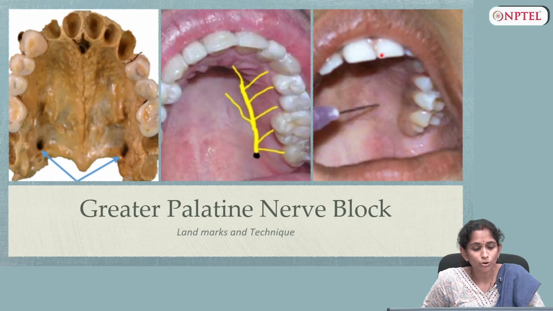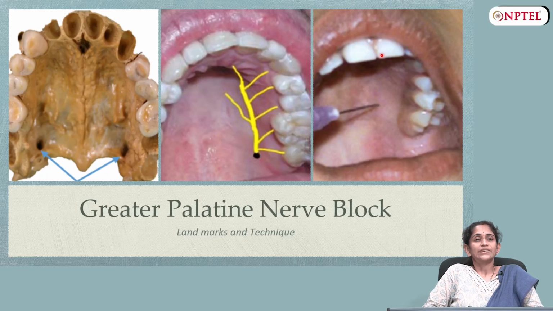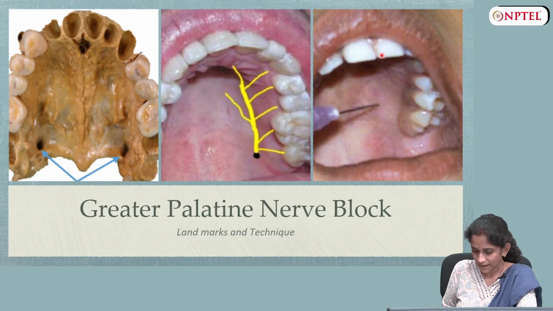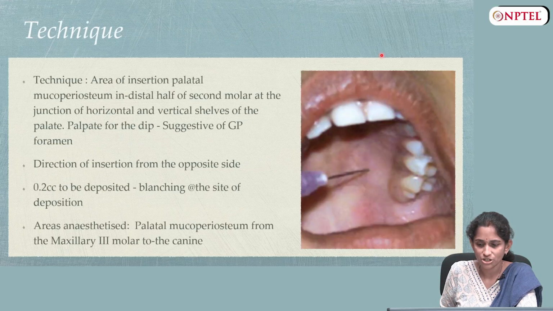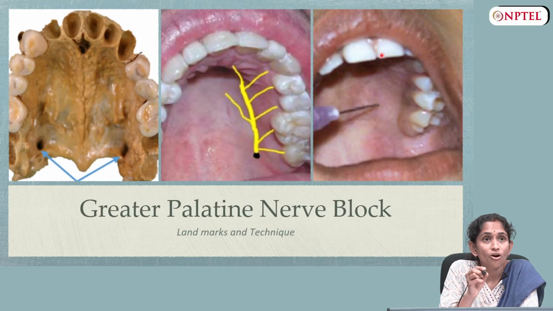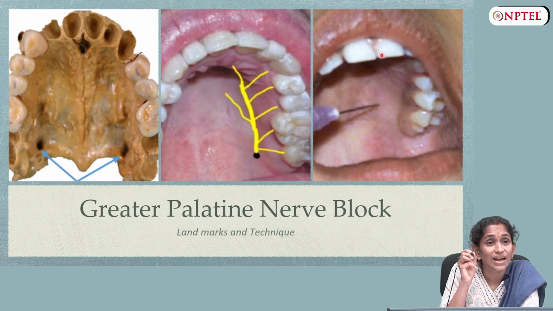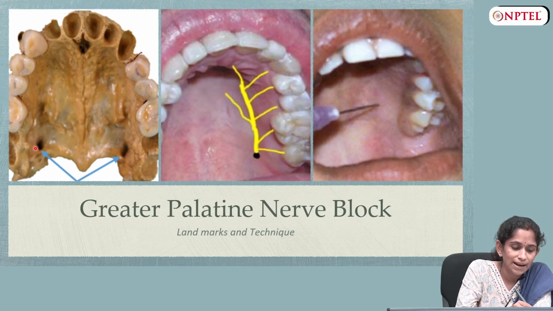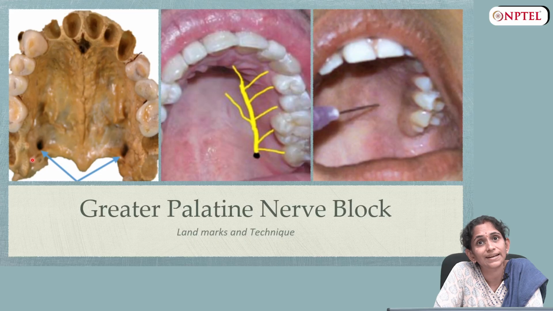The next thing that we're going to look at is the greater palatine nerve block. Now, what is the greater palatine nerve? As we have discussed before, the greater palatine nerve is a branch of the maxillary nerve that is coming through the pterygopalatine fossa. It enters the medial wall of the pterygopalatine fossa, descends into the palate through the descending palatine canal.